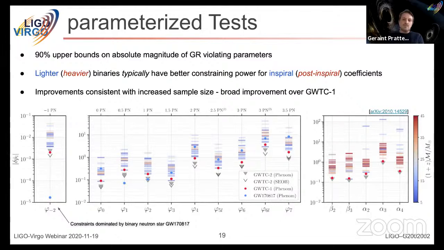And we do find a broad improvement over GWTC1. Here the red dots correspond to the GWTC1 bounds, and the chevron on the triangle correspond to the updated GWTC2 bounds. Now for some coefficients, such as the -1 PN and the 0.5 PN coefficient, we find that the binary neutron star merger GW170817 still dominates. This had a particularly long and loud in-spiral that really allowed us to pin down these post-Newtonian coefficients to quite exquisite accuracy. Otherwise, we do see a broad improvement across the board relative to GWTC1.